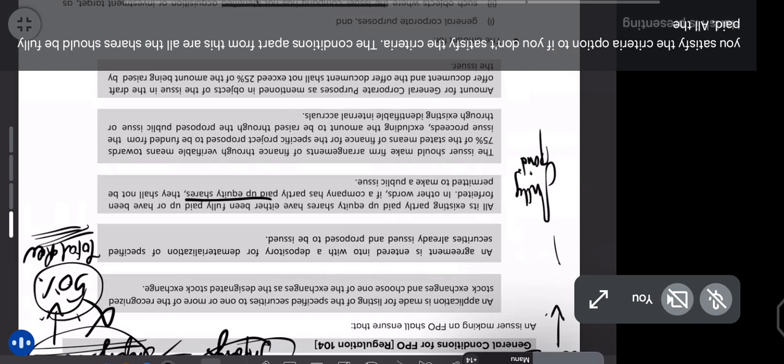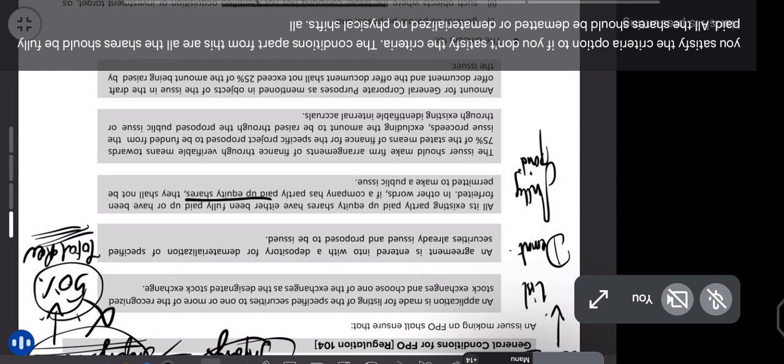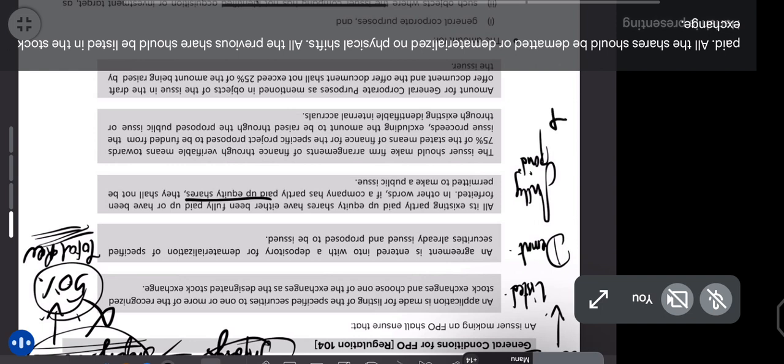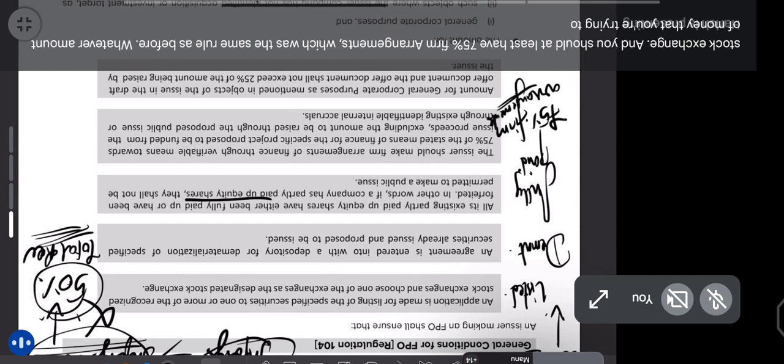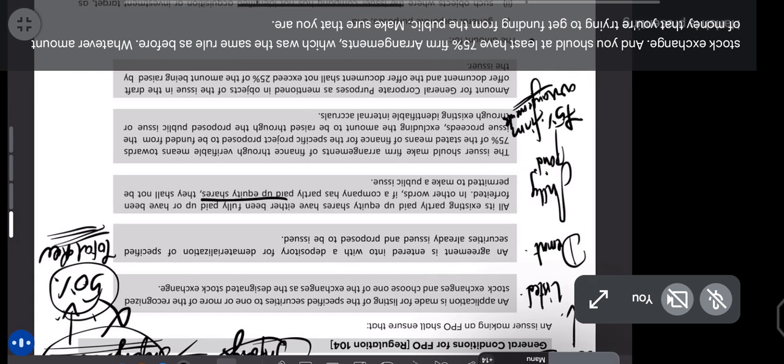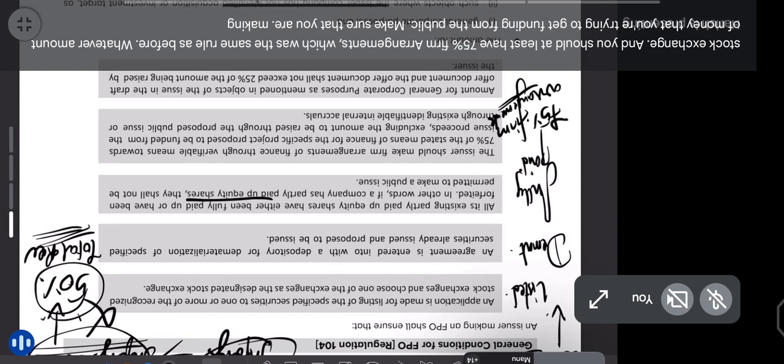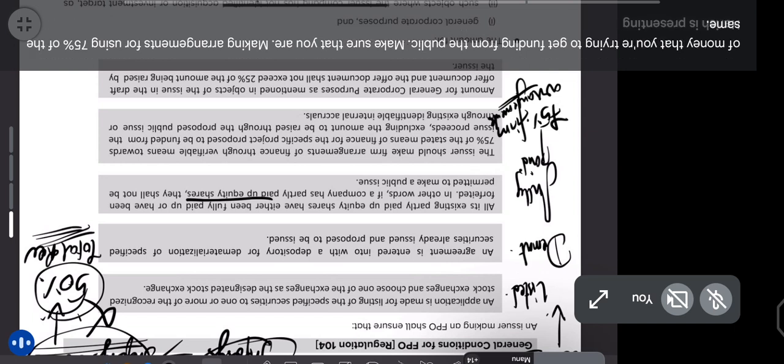All the shares should be dematted or dematerialized, no physical shares. All the previous shares should be listed in the stock exchange. And you should at least have 75% firm arrangements, which was the same rule as before. Whatever amount of money that you're trying to get funding from the public, make sure that you are making arrangements for using 75% of the same for a particular project.